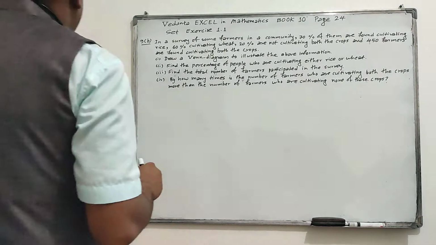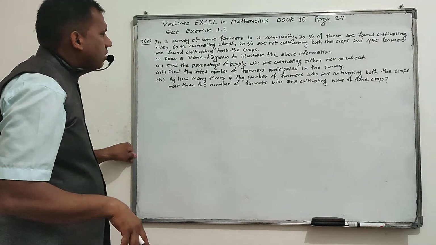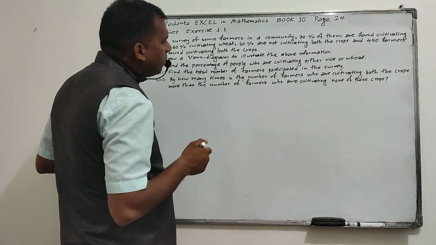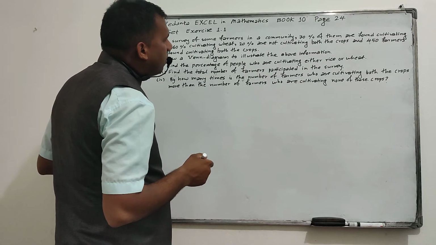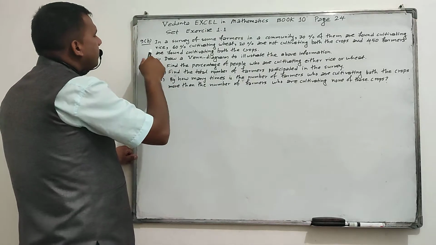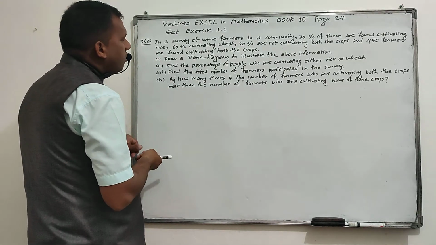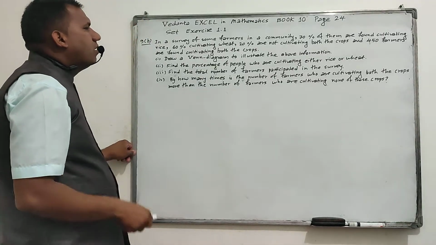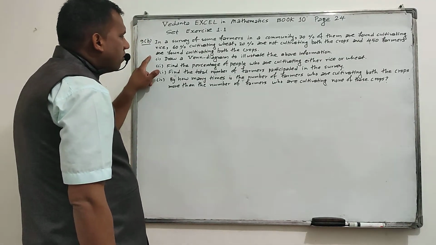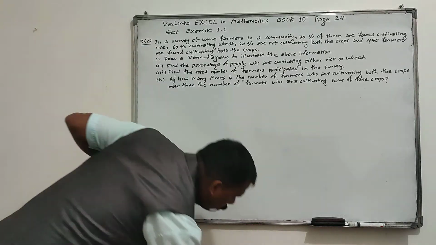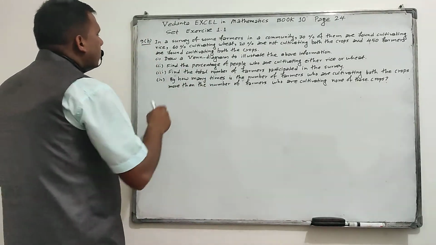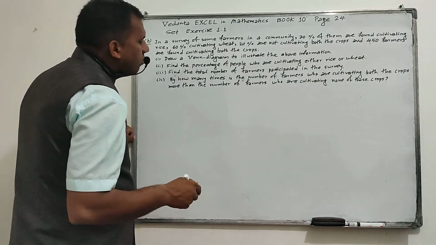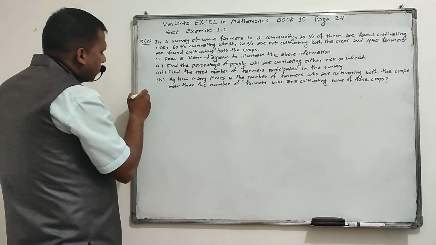Now question number 9B. Okay students, look here. In a survey of some farmers in a community, 70% of them are found cultivating rice, 60% cultivating wheat, 20% are not cultivating both the crops, and 450 farmers are found cultivating both the crops. Now for one, draw a Venn diagram to illustrate the above information. Let us do its solution.